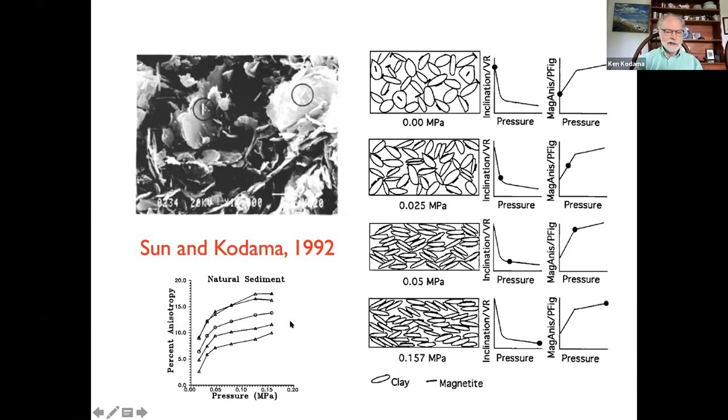And again, here is a typical plot of the development of anisotropy as pressure increased as the sediment compacted. So this led to the idea that the magnetic anisotropy, remanence anisotropy, could accurately reflect the change in the orientation of the magnetite particles and hence the development of the inclination shallowing.